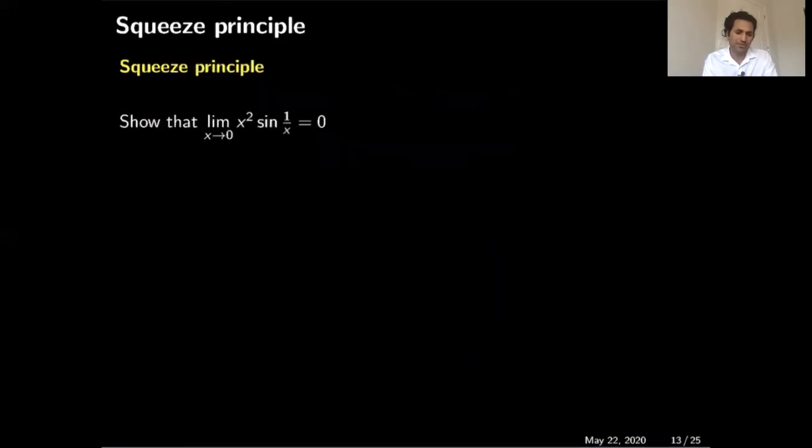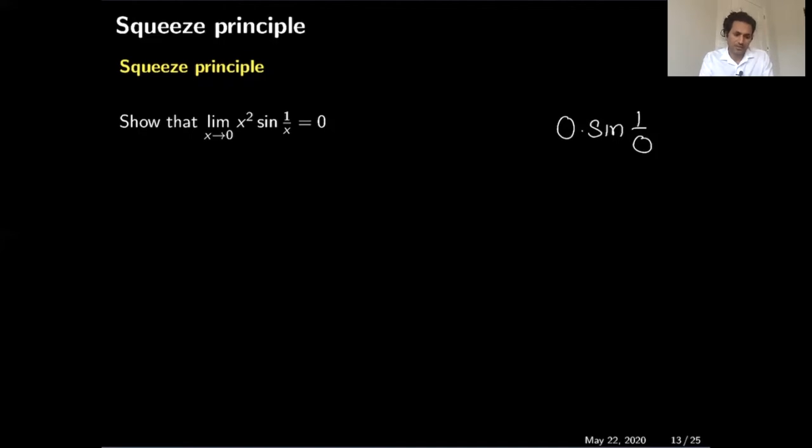Let's practice this squeeze principle on an example. Here I have the function x square sine 1 over x. As you can see, I cannot really calculate the limit of this function by directly plugging in 0, because I get 1 over 0, sine 1 over 0. When you get number over 0 or 0 over 0 form, these are the two indeterminate forms, where we have to simplify the function in order to calculate the limit.